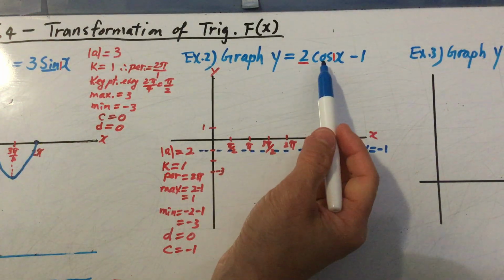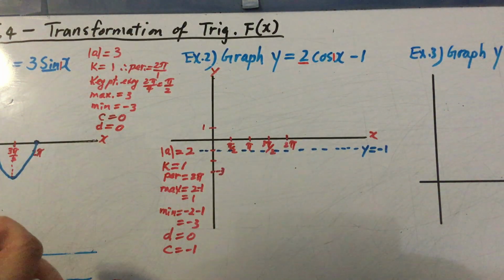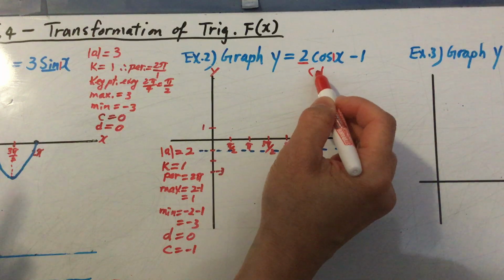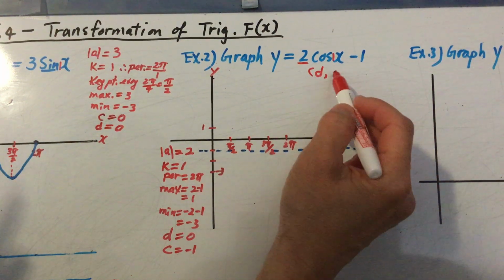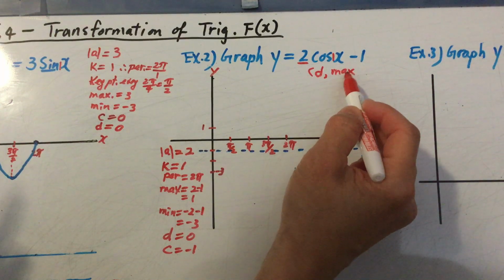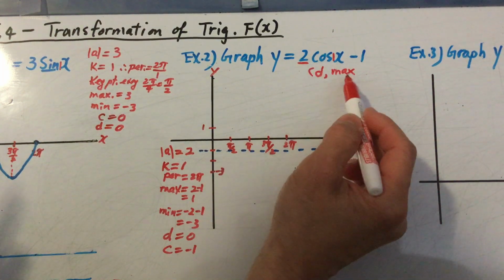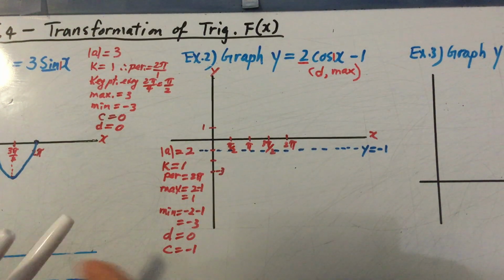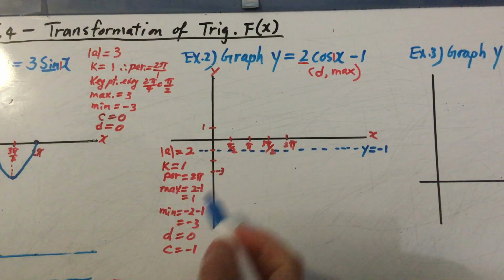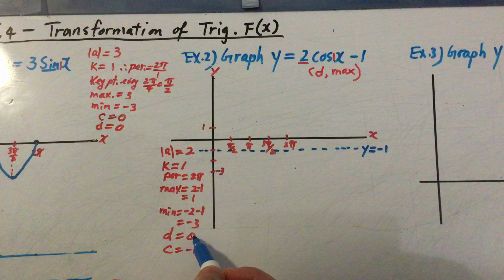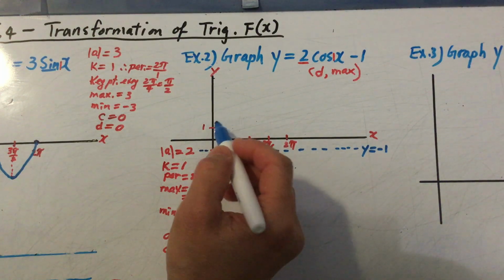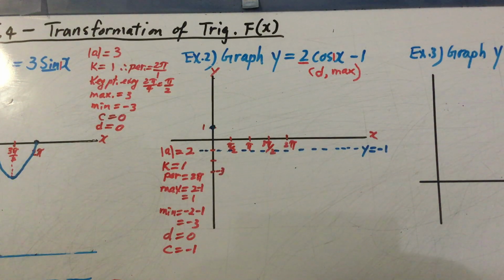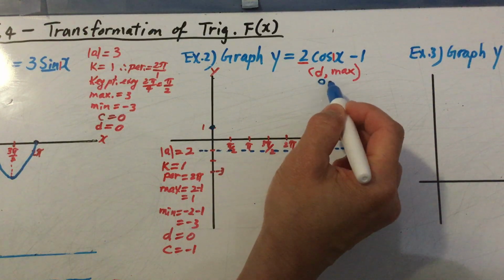And because this is a cosine, and we already know that the starting point for the cosine is going to be the d if there's any phase shift, and maximum or minimum depends on the a value. So since the a value is positive, the y coordinate of the starting point has to be the maximum. So that means our starting point is going to be, the d is 0, so it's 0, and the maximum is 1. So 0 and 1 is right here. So this is my starting point.